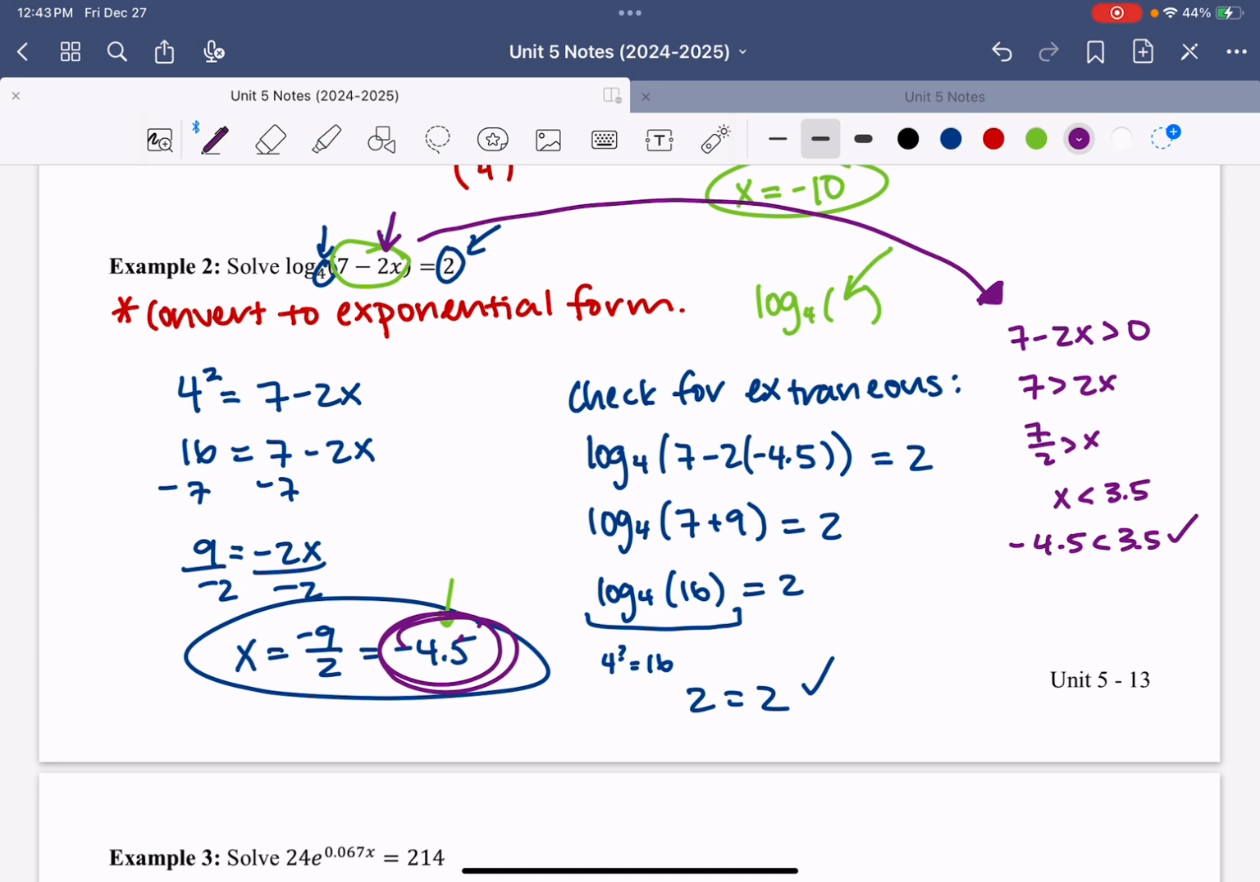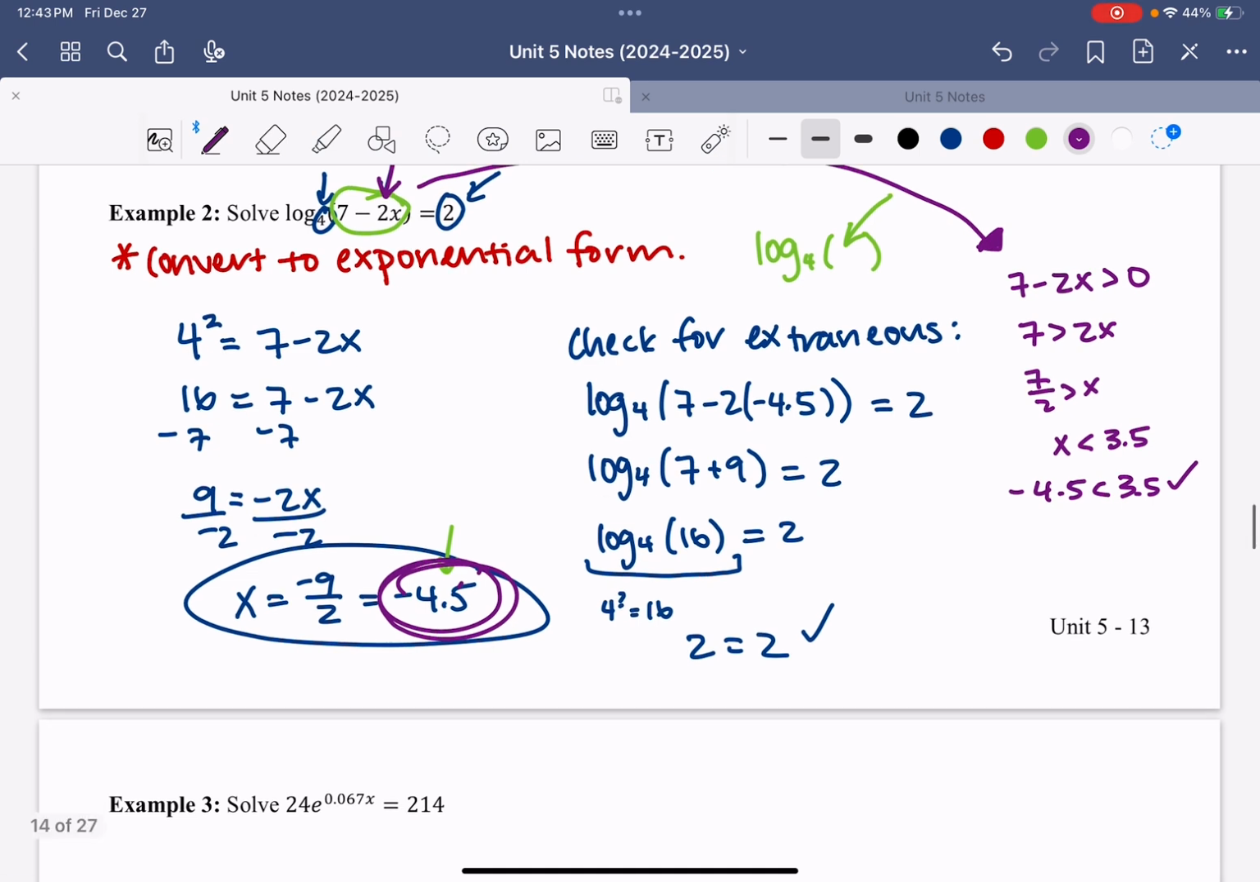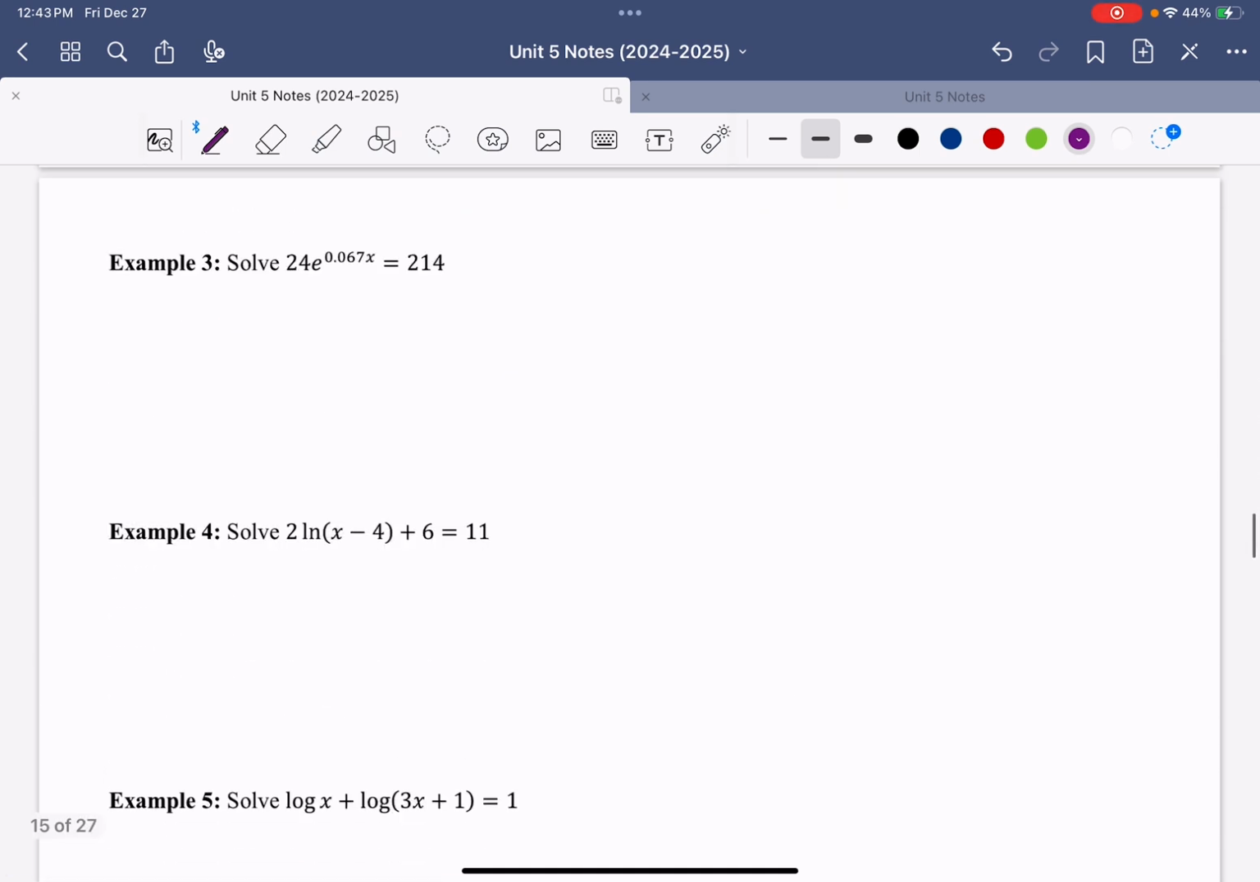All right, when you're ready, let's go ahead and turn over our page. So example 3 gives us an exponential equation. We're solving 24e to the 0.067x is equal to 214.